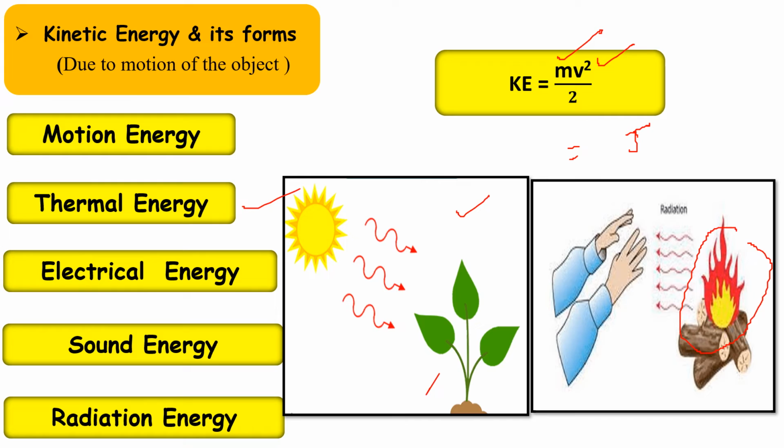The SI unit is joules and the CGS unit is erg. And we know 1 joule is 10 to the power 7 erg. So this conversion, if needed, you should know this. So that's all about kinetic energy.